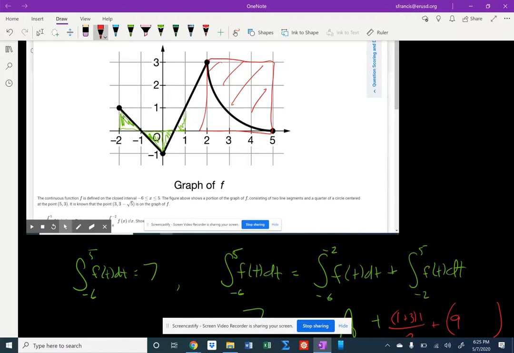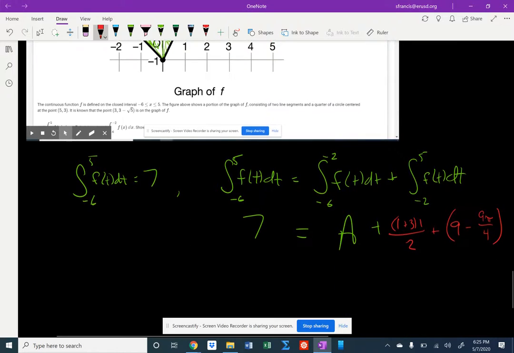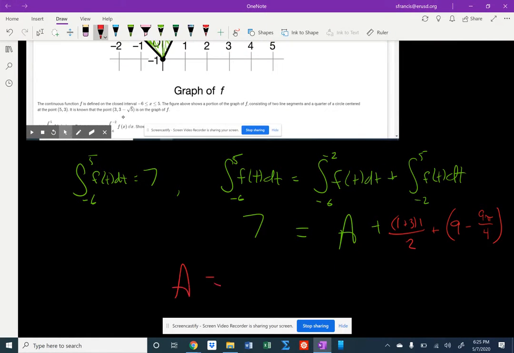The quarter circle has a radius of 3, so the area of a circle is πr², divided by 4, and I'm going to subtract that from here because I'm getting rid of the quarter circle. So it's going to be 9 minus π times 3 squared, divided by 4, because we only have a fourth of that circle. And then if we solve for A, it's just going to be 7 minus, let's see, 3 plus 1 is 4, times 1 is still 4, divided by 2, that's 2. So minus 2 minus 9π over 4.